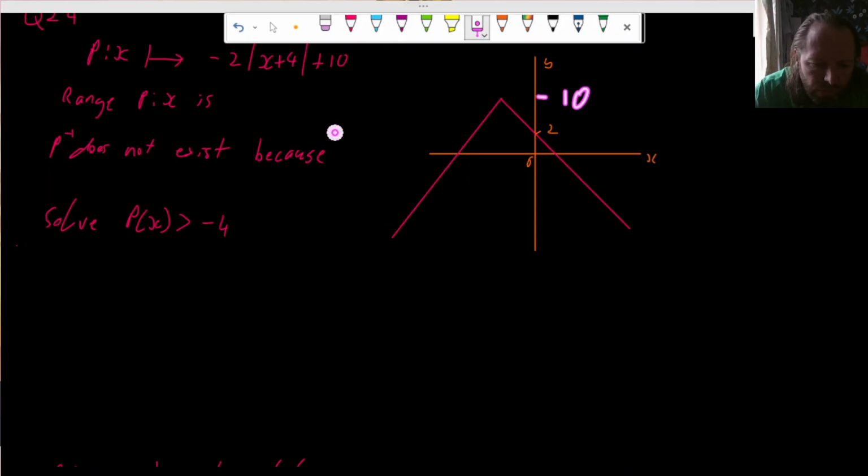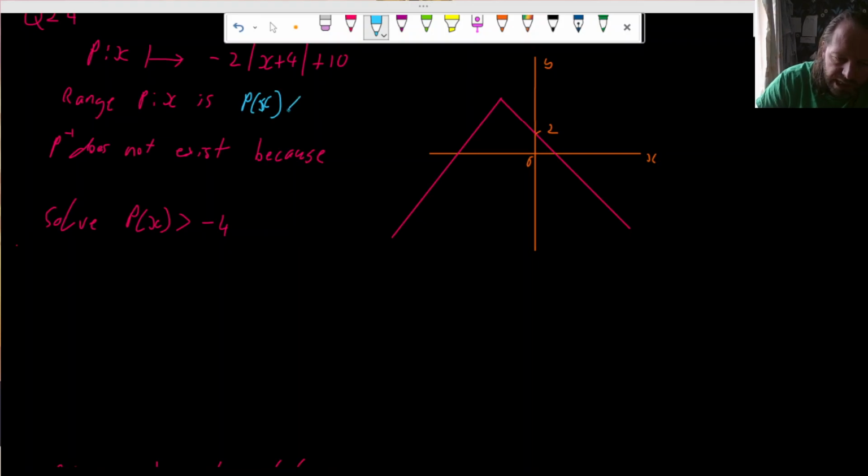So we can state the range as being p of x is less than or equal to 10. Another way of thinking about it is, if we know these 2 points, then we know it's a symmetrical graph, and as such we'll be able to find the middle point and sub it in to find where the top is.